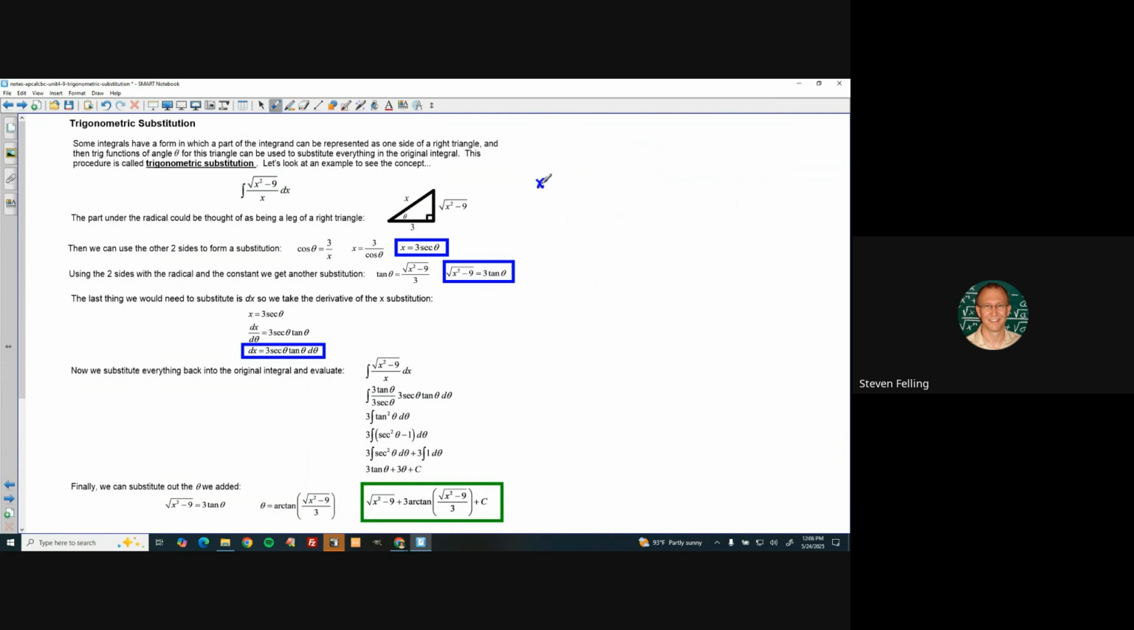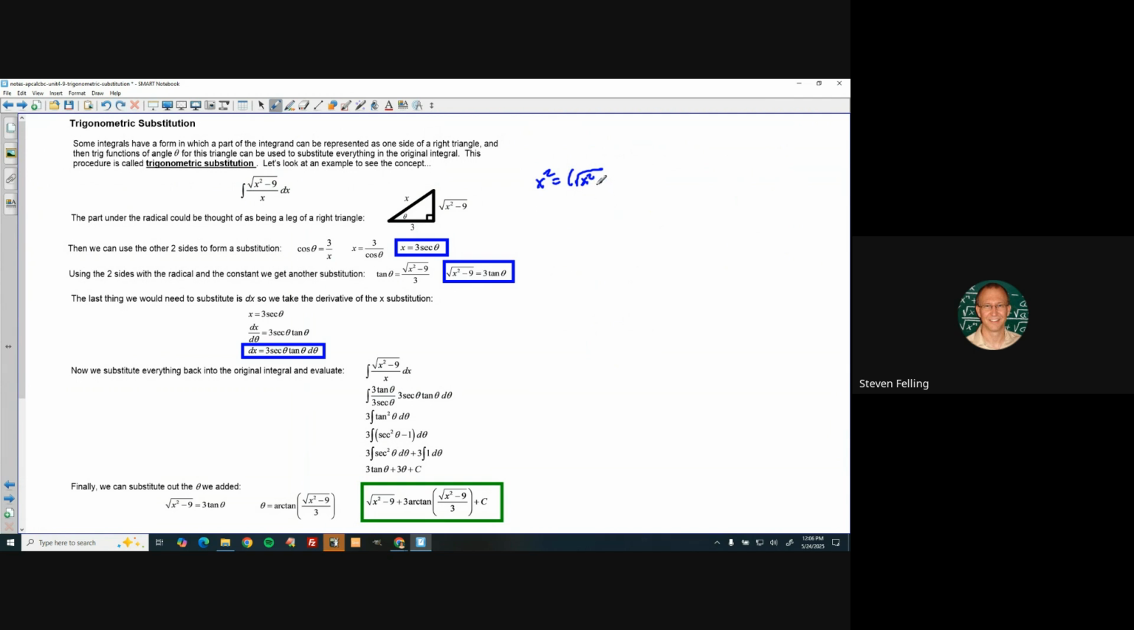x squared is equal to this side, the square root of x squared minus 9 squared, plus 3 squared. And that means x squared would equal, when those cancel each other, x squared plus 9. I'm sorry, that's a minus 9. Minus 9. Let me back up there.